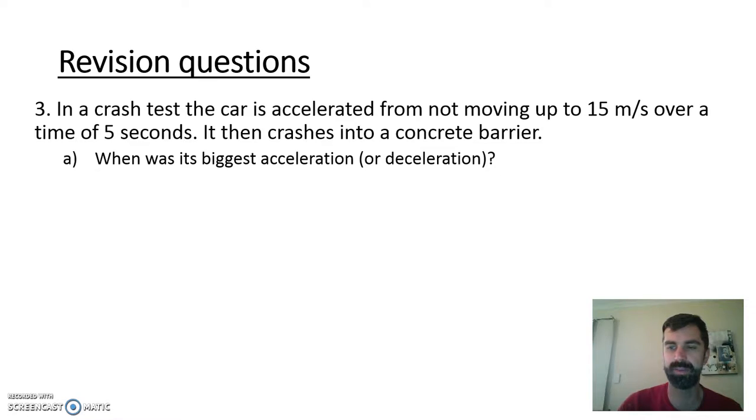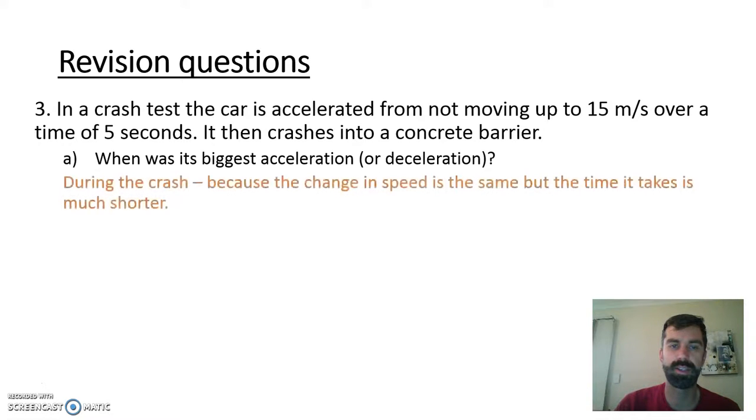So the change in speed was the same. It went up by 15 and then it went down by 15. Same change in speed. But when it crashed, that obviously would happen in a much shorter time period than 5 seconds. It happens in like a fraction of a second. So the acceleration was actually biggest during the crash, because even though the change in speed was the same, the time it takes to change speed is much, much shorter in the crash. So the acceleration or the deceleration is actually much bigger. And that makes sense because you would feel a crash much more than you would feel just accelerating in the car.